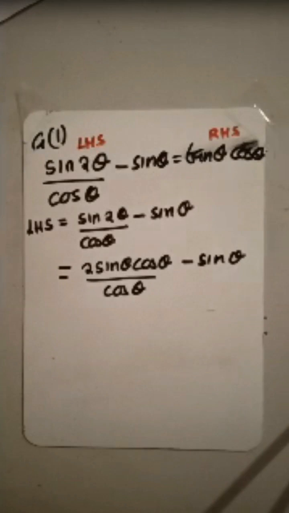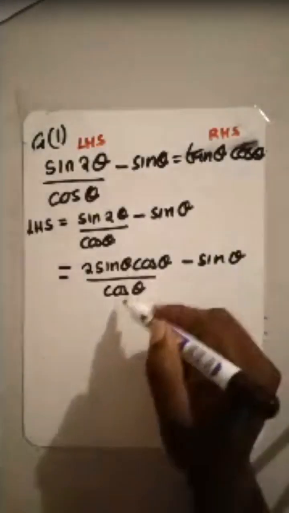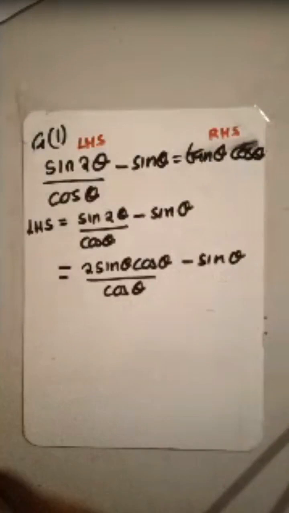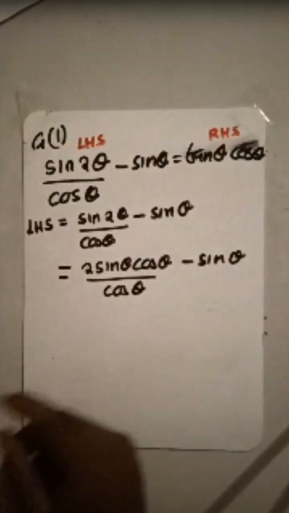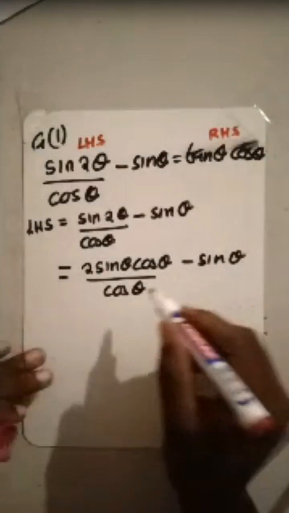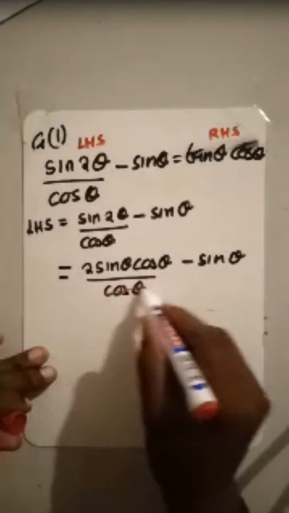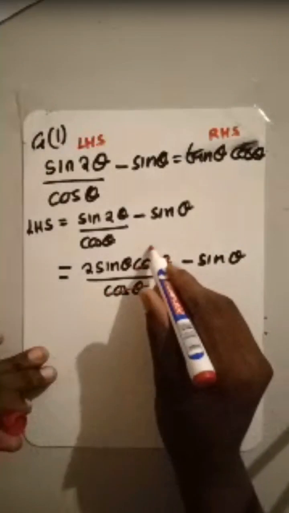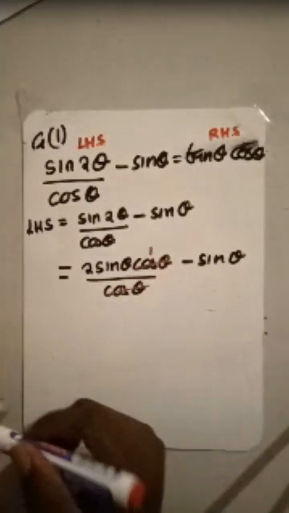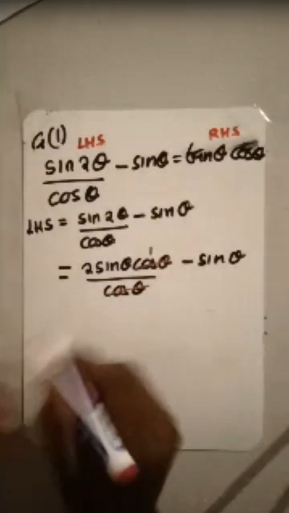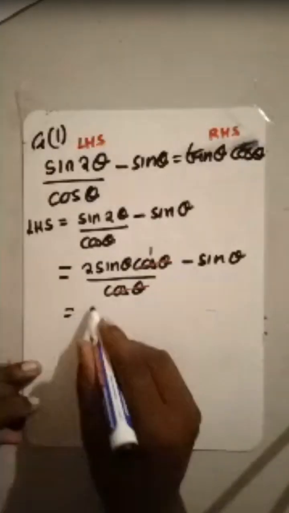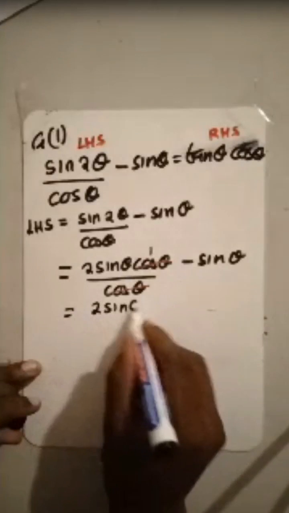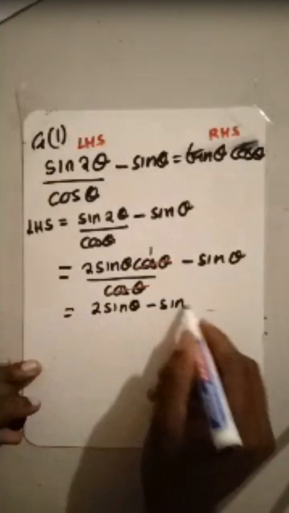If we check here, we have a common factor. What happens to a common factor? Remember, common factors cancel when you're dividing. Cos theta into cos theta gets in what? Once. So what are we left with? We are now left with 2 sine theta minus sine theta.